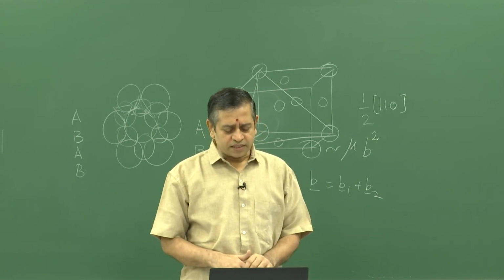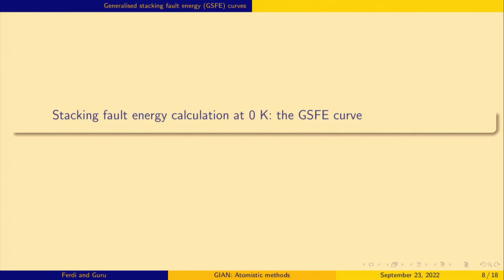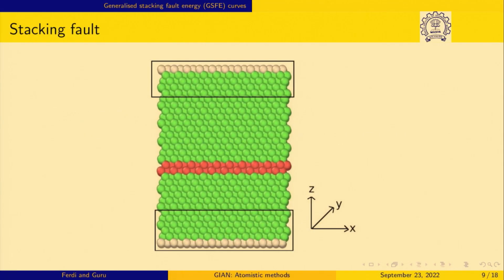Okay. So, at 0 Kelvin, how do we get the GSFE curve? Like I described, the process is simple, and this is what I said. The general script that I am going to show you calculates the stacking fault energy using boundary conditions P, S.